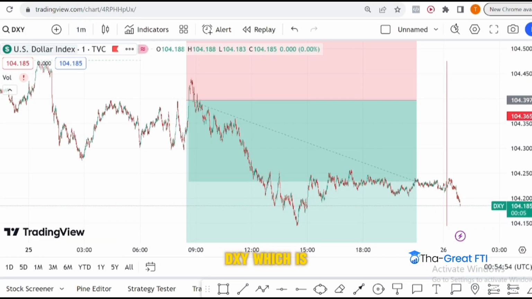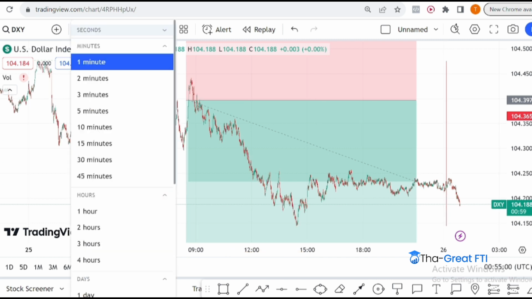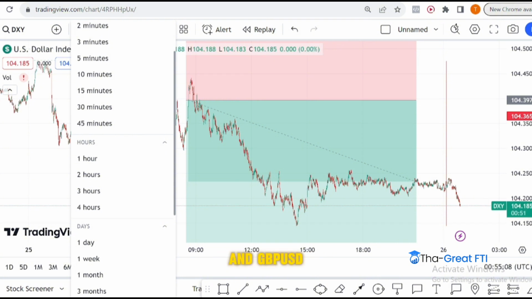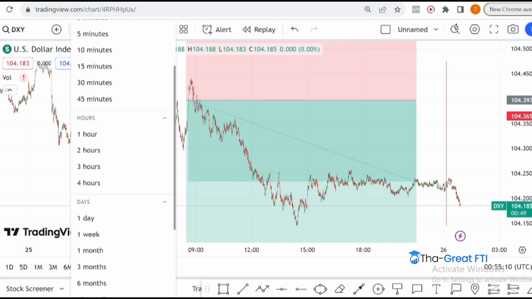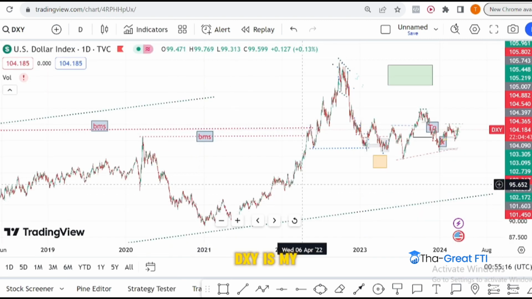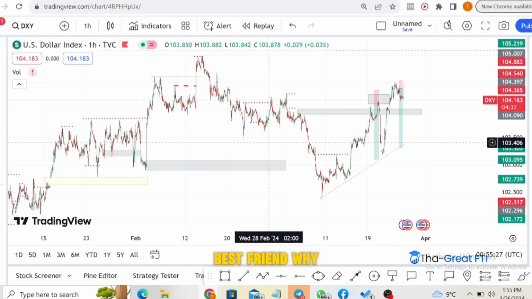Okay, this is DXY, which is the dollar. For me as a trader, I like having a bigger view of what DXY is doing because I trade mainly EURUSD and GBPUSD. So DXY is more like my best friend. DXY is my best friend. Why?